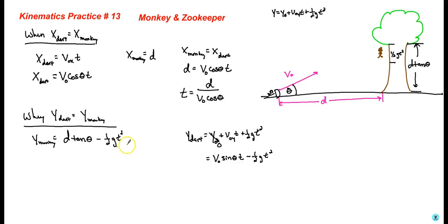This is going to be the height of the monkey, and we can find it by how he falls. And this is going to be the height of the arrow or the dart, and that's also a function of time. Now remember, if we want to know, can the monkey and the dart be at the same x and the same y at the same time, because that's what has to happen if they're going to hit. They have to be in the same place at the same time. Then we need to look at, when is the y of the monkey equal to the y of the dart?